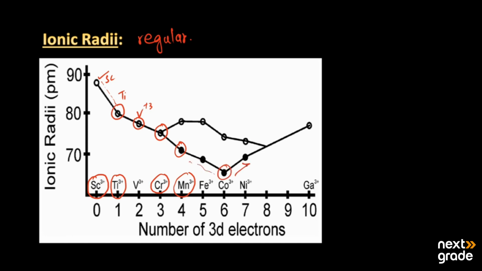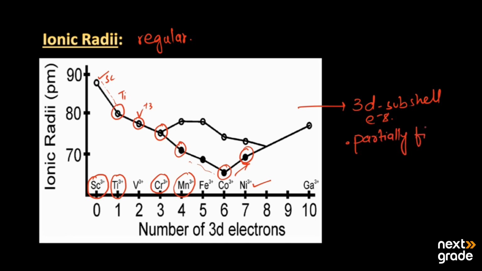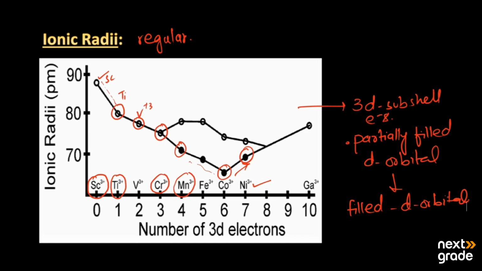But when we move from cobalt to nickel, in oxidation state plus 3, there is an increase. So why is there an increase? Because of the involvement of 3d subshell electrons, which are moving from partially filled d orbitals towards completely filled d orbitals. This is the simple reason for the decrease, and then the increase in their ionic radii. The unit we use for its representation is the picometer.